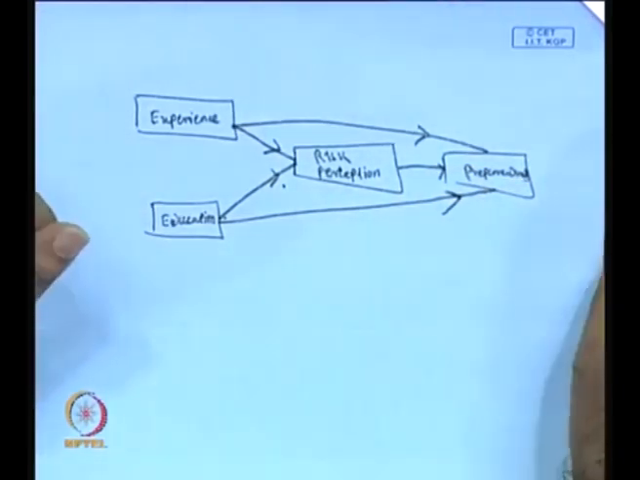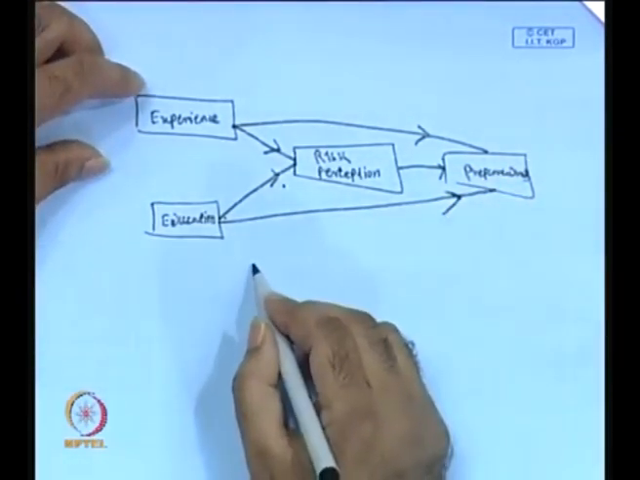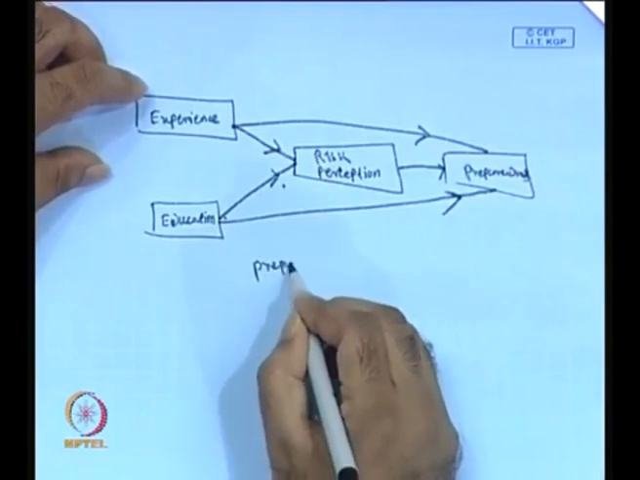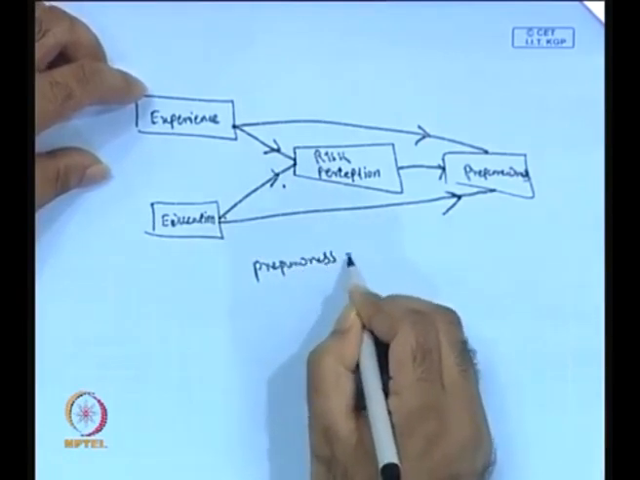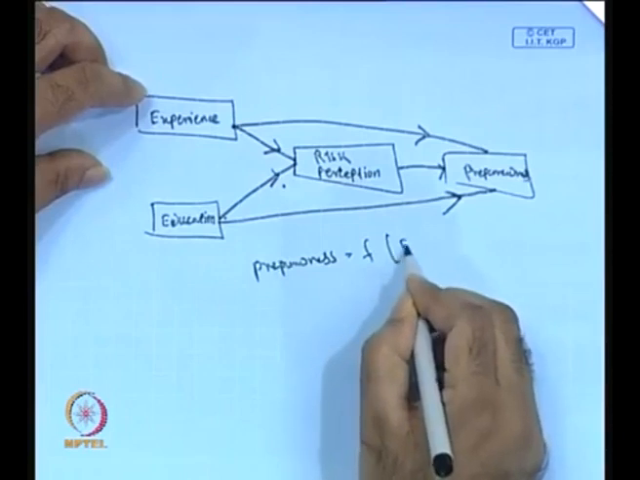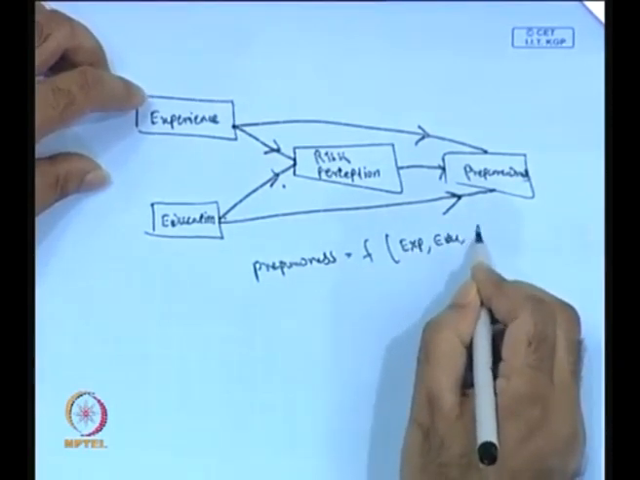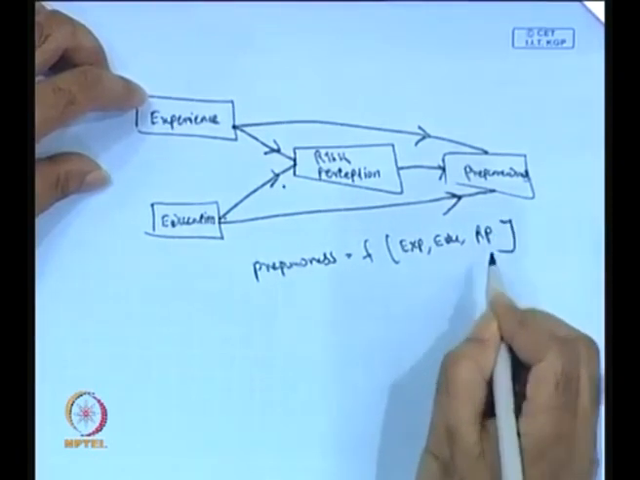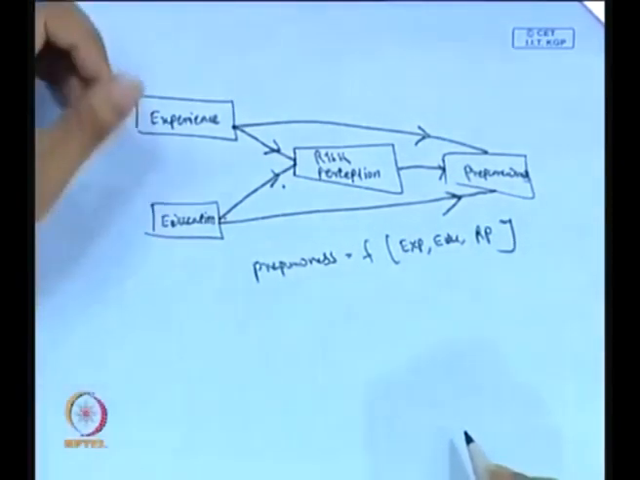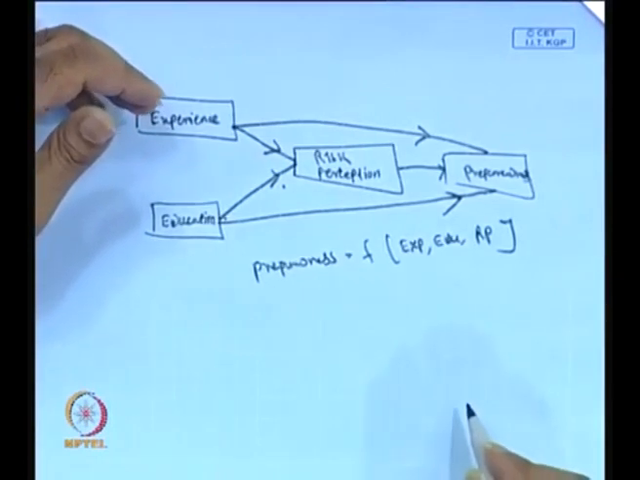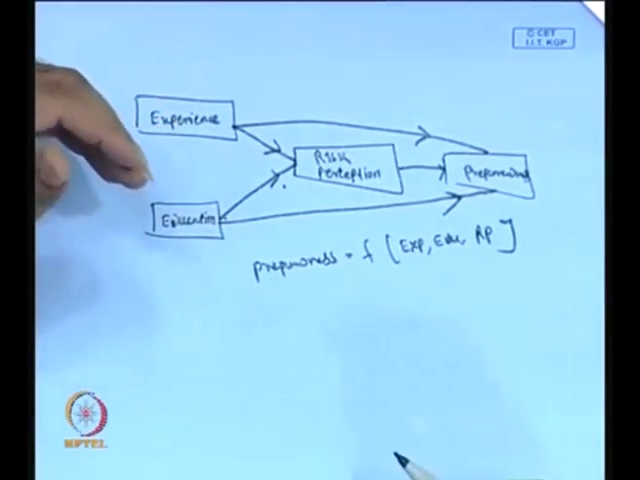So we can directly write it this way. For instance, preparedness is equal to a function of experience, education and risk perception. We can write it this way, then you can analyze. But in that case, we cannot get a particular structure, or we cannot highlight the hidden causality between these problems.